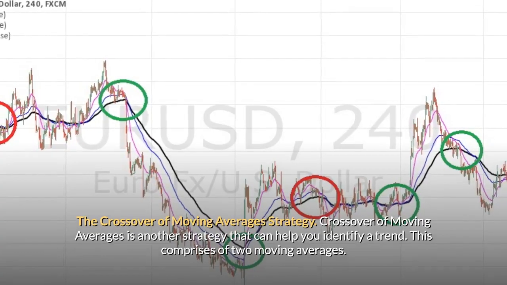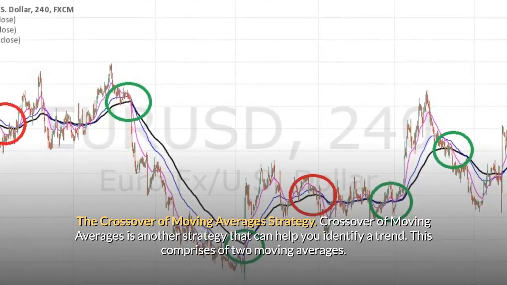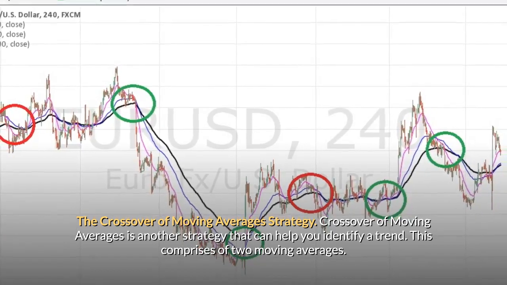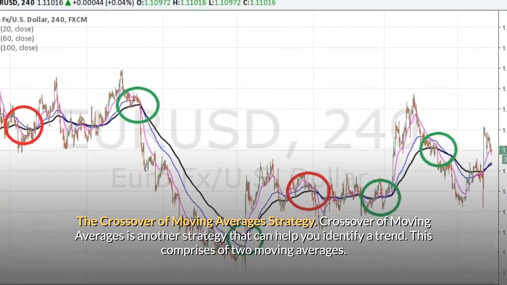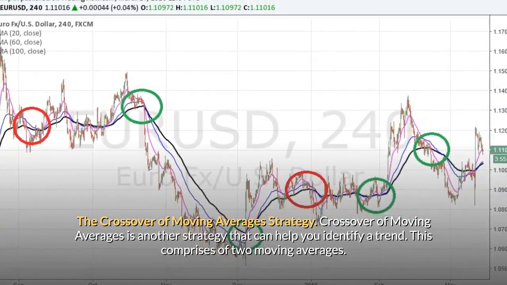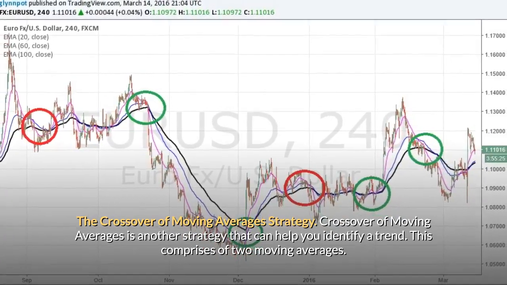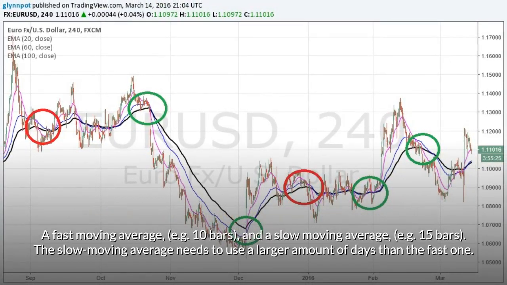The crossover of moving averages strategy. Crossover of moving averages is another strategy that can help you identify a trend. This comprises two moving averages: a fast-moving average, e.g. 10 bars, and a slow-moving average, e.g. 15 bars. The slow-moving average needs to use a larger amount of days than the fast one.